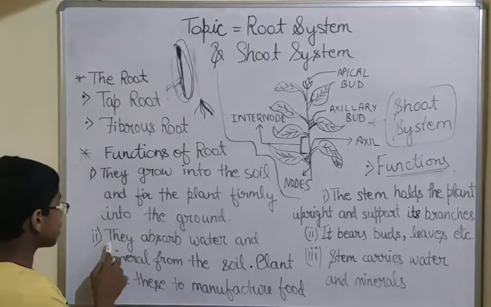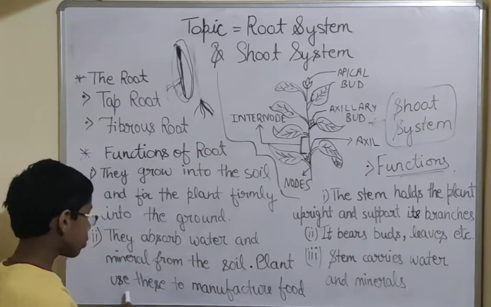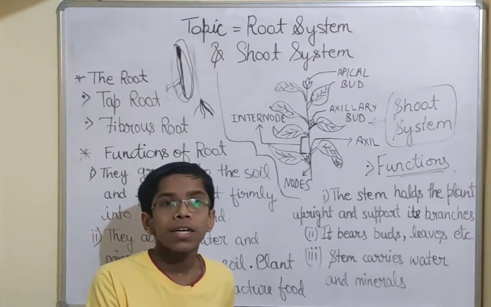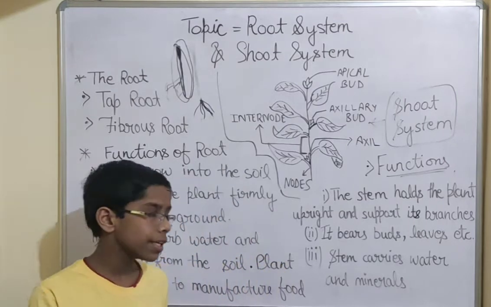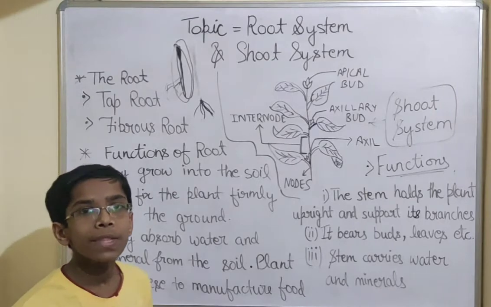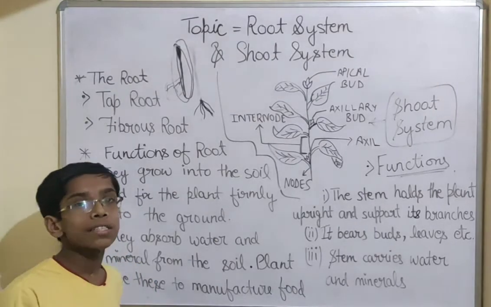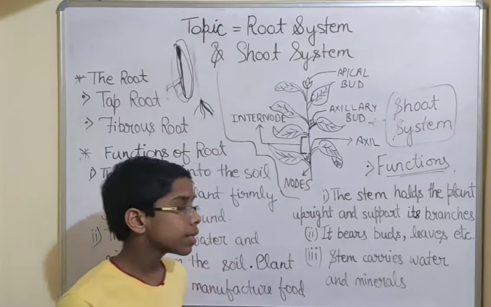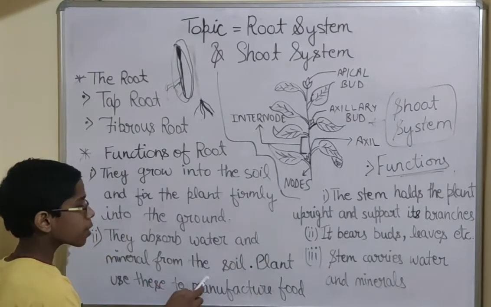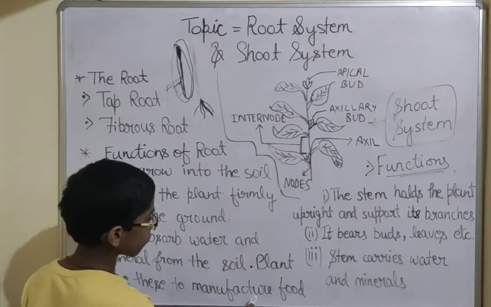Okay, so our next function is they absorb water and minerals from the soil. Plants use these to manufacture food. When we pour water into the plant, it goes into the soil, and these roots absorb the water and minerals inside it, and the plant uses these to manufacture food. Clear? So they absorb water and minerals from the soil, and plants use them to manufacture food.